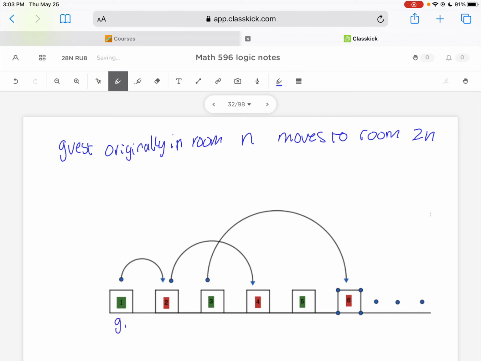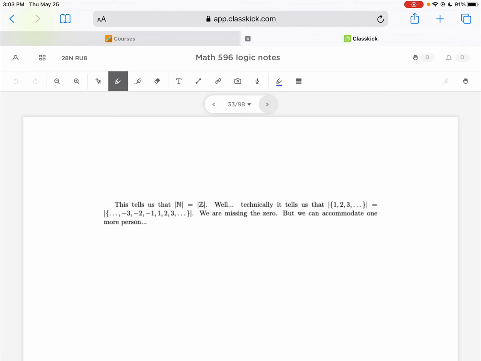So we would put G1 in the first unoccupied room, G2 in the second unoccupied room, G3 in the third, and so on. So we've been able to create infinitely many new rooms from the infinitely many occupied rooms. Essentially what we did is we moved the existing guests into the even-numbered rooms, and the new guests into the odd-numbered rooms. And so this suggests to us that the set of natural numbers is equal to the set of integers. Well, okay, technically, these are our original guests.